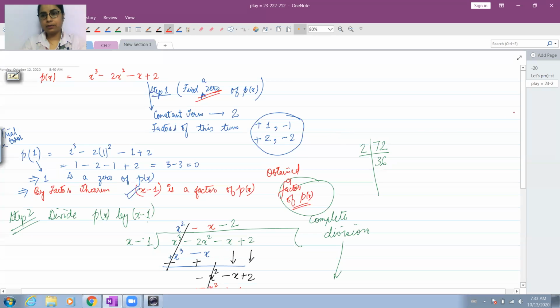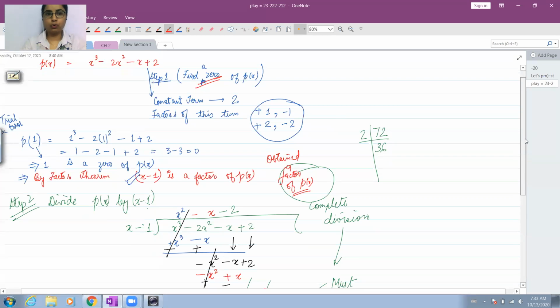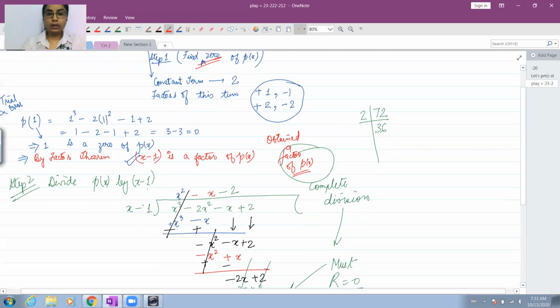From the zero you can make a factor. That's the first step you want to do. You want to obtain a factor for p(x). Now remember, just obtaining the factor of p(x) has two steps involved. First one is to list the factors of the constant term, and then second, from that list of factors you are going to identify the value which is a zero of p(x). Then you will be able to obtain a factor of p(x).